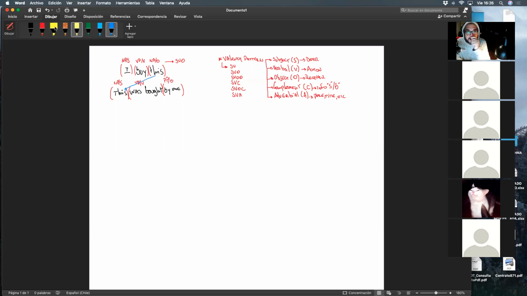Grammarians have called this voice, right? The very first, the unmarked form, is called the active voice, and the second one, the marked version, is called the passive voice.